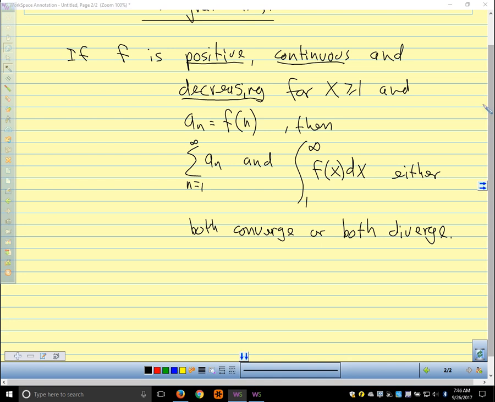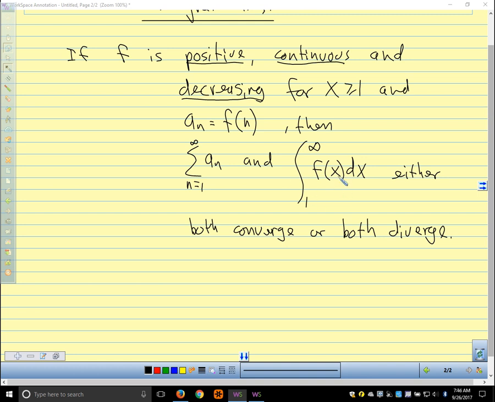Yes. Shouldn't that be f of n? So what we're doing is the sum is discrete, but the integral is continuous. So we just let it be some variable x. And we'll talk about why we can make that comparison in just a second.